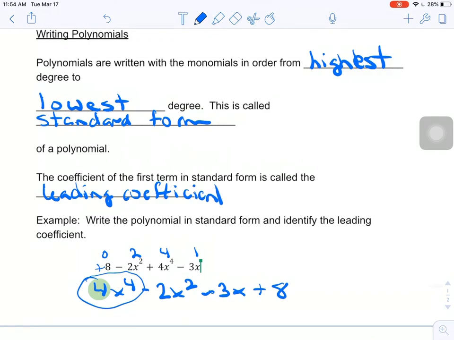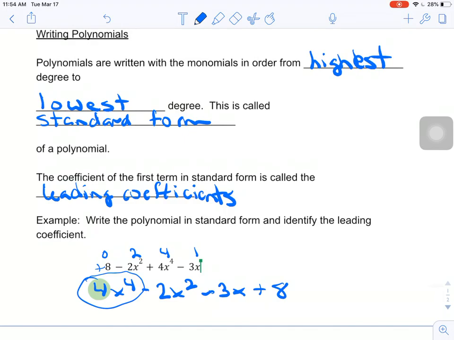So leading coefficients are used to work with some different calculations that we're going to learn how to do as we talk about some different things working with polynomials, which is why it's good to know that vocabulary. So this polynomial, its leading coefficient would be 4, because when you put it in standard form, that first number is a 4.